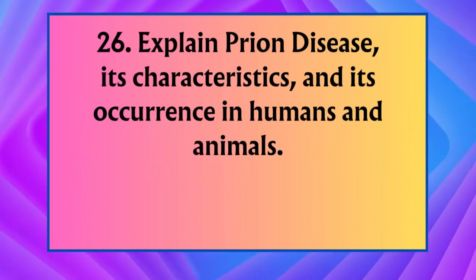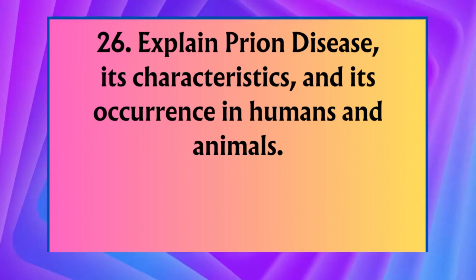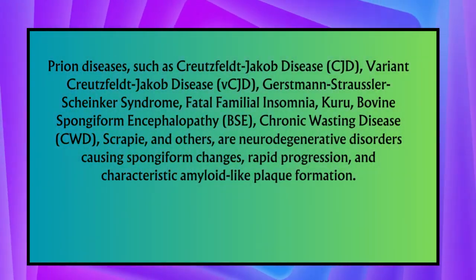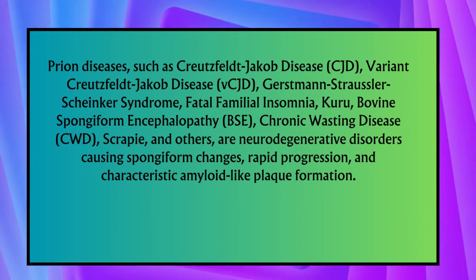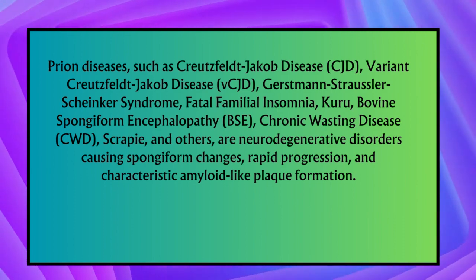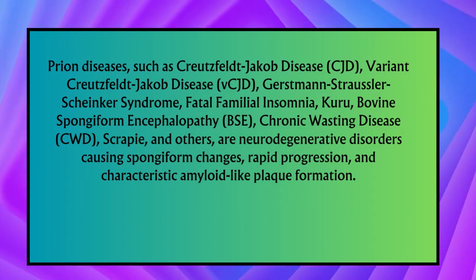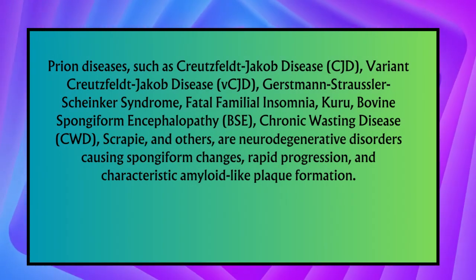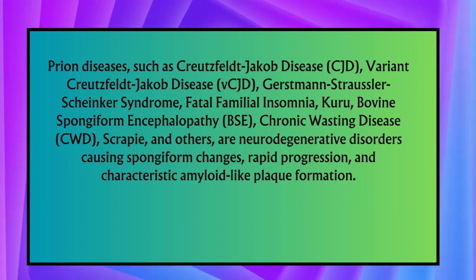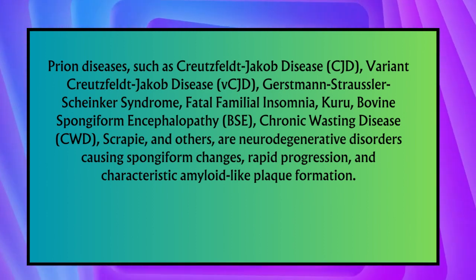26. Explain prion disease, its characteristics, and its occurrence in humans and animals. Prion diseases such as Creutzfeldt-Jakob disease, CJD, variant Creutzfeldt-Jakob disease, Gerstmann-Sträussler-Scheinker syndrome, fatal familial insomnia, Kuru, bovine spongiform encephalopathy, BSE, chronic wasting disease, CWD, scrapie, and others are neurodegenerative disorders causing spongiform changes, rapid progression, and characteristic amyloid-like plaque formation.